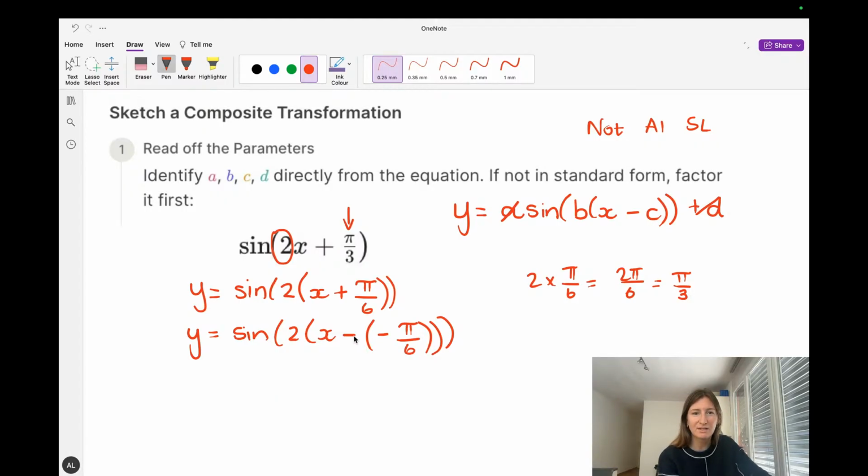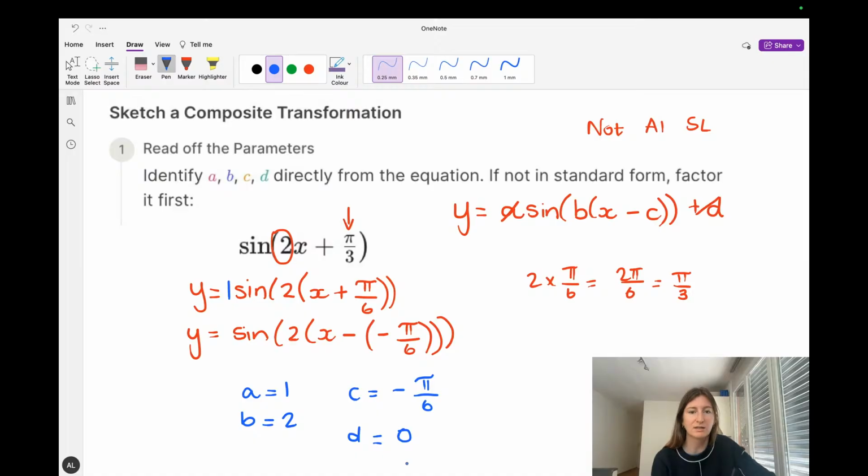All right, and now it is in our standard form, and we can directly read off our a, b, c, and d from this equation. So let's check out what that is. A is whatever is in front of here. It's just 1, not 0. B is our number in front here, which is 2. C is minus pi over 6. So see, very different from just reading off plus pi over 3. It's actually minus pi over 6. So we've just got to be careful with that. And d, nothing is being added on. So in this case, d is 0.